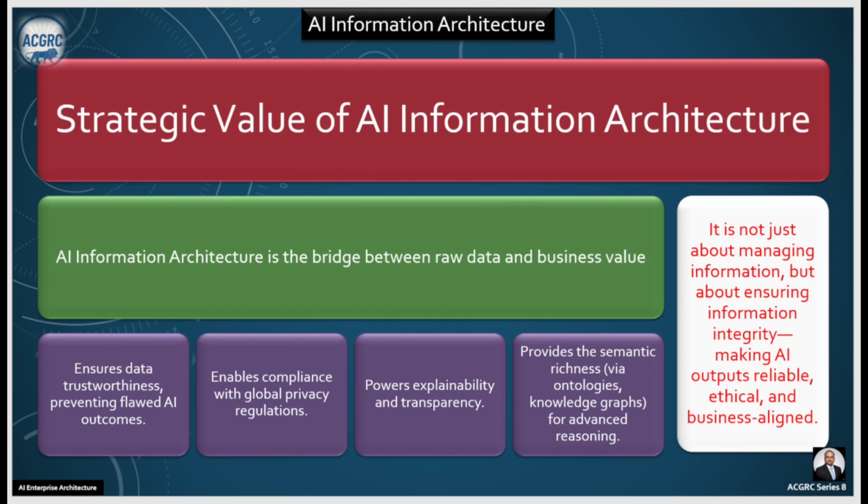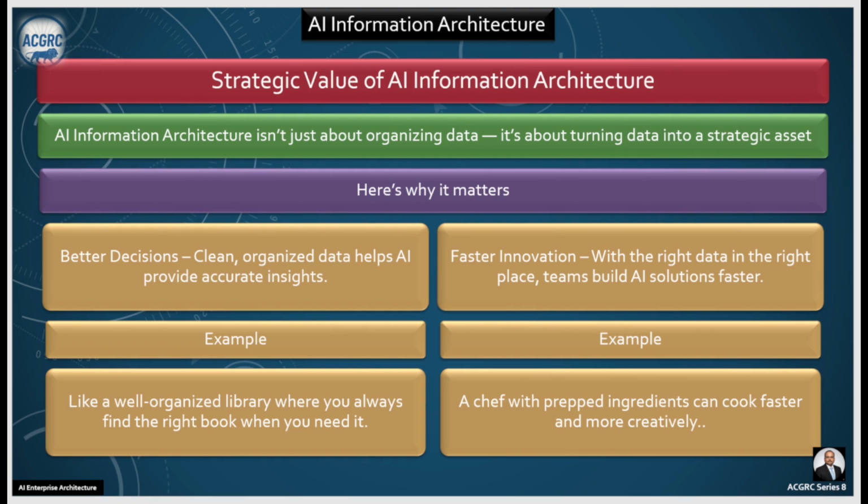It is not just about managing the information, but about ensuring the information's integrity, making AI output reliable, ethical, and business aligned. AI information architecture isn't just about organizing data, it's about turning data into a strategic asset for the organization.